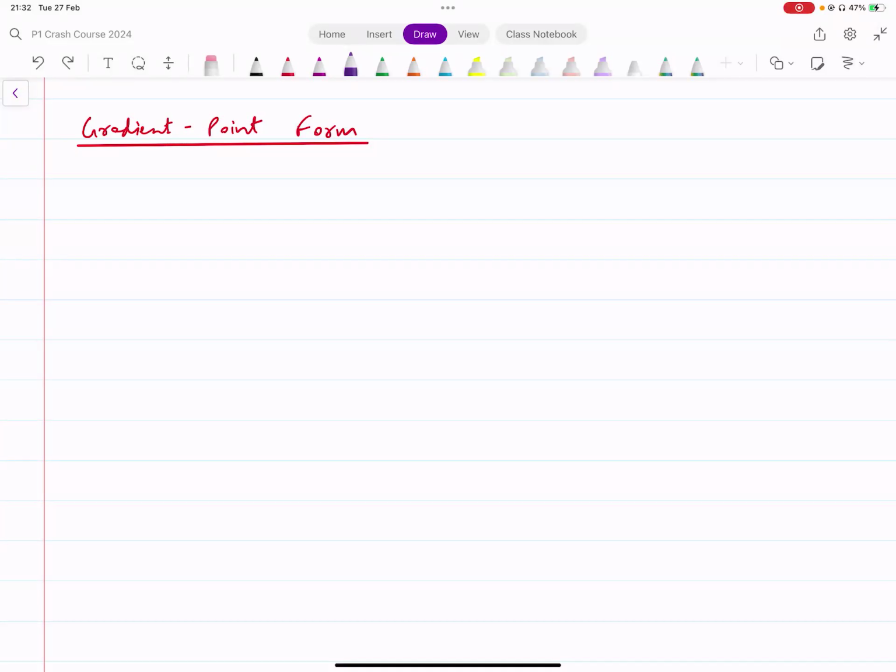Let's try to quickly understand the background, then I'll tell you what the form is. So again, this is just for those of you who are interested.